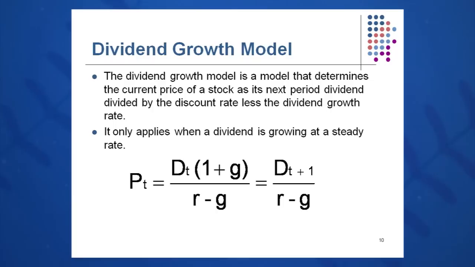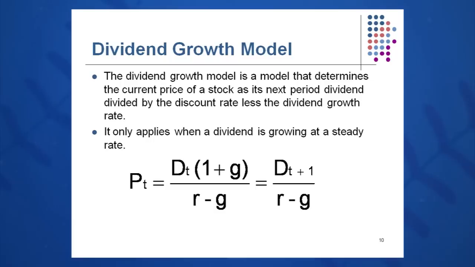If we have some information on the stock price today, then the price at any time T is simply the price today times (1 plus G) to the T. It looks very much like the present value, future value equation. In general, in this dividend growth model, the price of the stock at any time T is equal to the next dividend over R minus G. So P4, the price of the stock at time 4, is equal to D5 over R minus G. The price of the stock at time 10 is equal to D11 over R minus G.